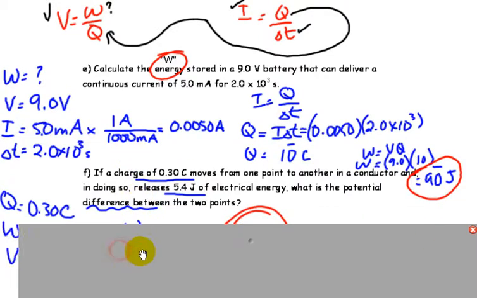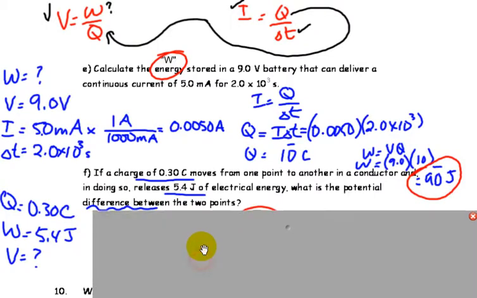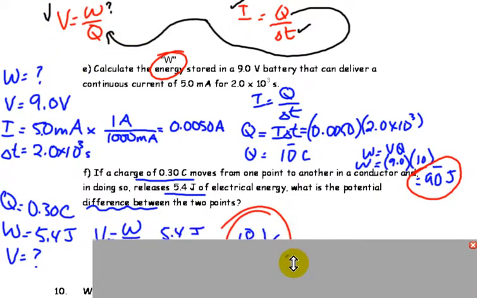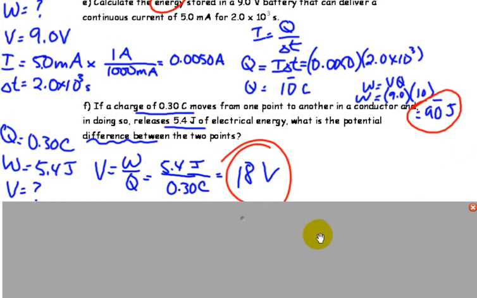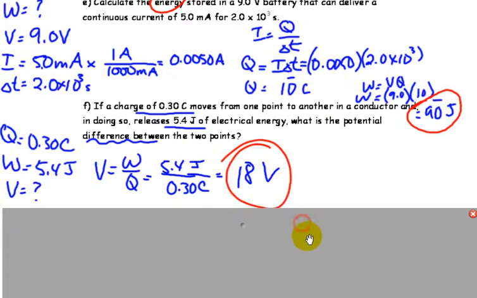Now, last question, I believe. If a charge of 0.30 coulombs moves from one point to another in a conductor and releases 5.4 joules of energy, what is the potential difference? So I'm looking for V, I know W, I know Q, so here's the relationship we can use there, of course. V is equal to W over Q, 5.4 joules divided by 0.30 coulombs, 18 joules per coulomb, or 18 volts.